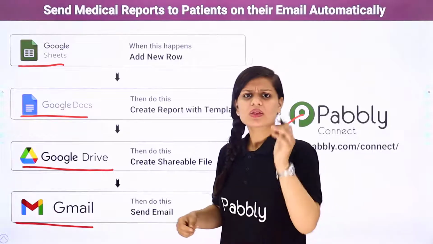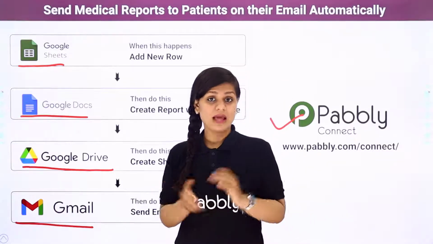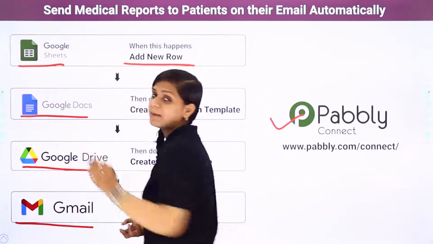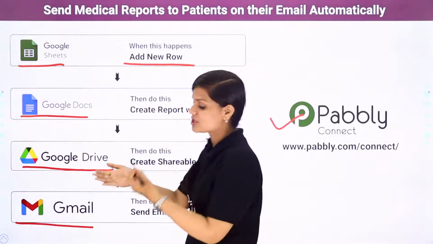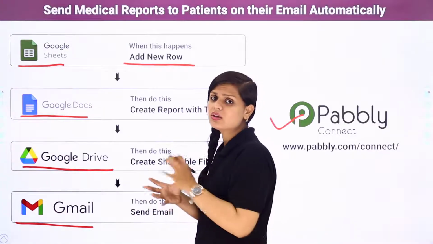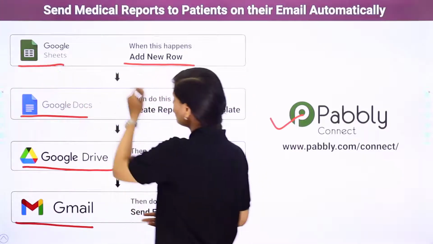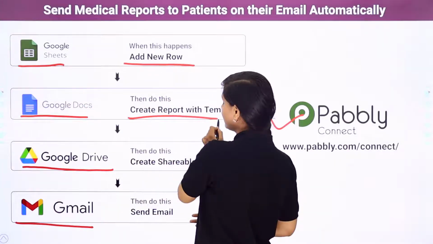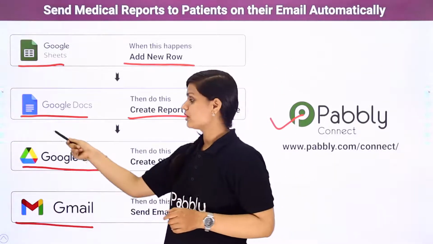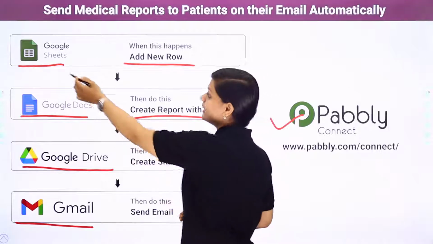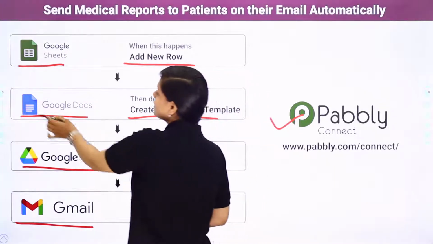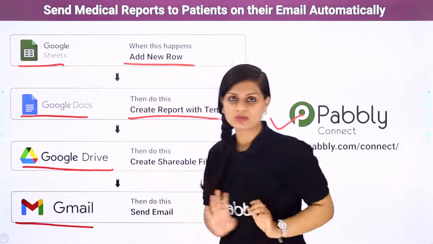With the use of Pabbly Connect, every time I add a new row into my Google Sheets, for example, if I enter the data such as patient's name, age, result report, negative or positive, or all the details into my Google Sheets, a medical report is going to get created automatically with the help of the template in my Google Docs. Let me explain it better: with the same details which I added into Google Sheets, a report is going to get created in Google Documents.